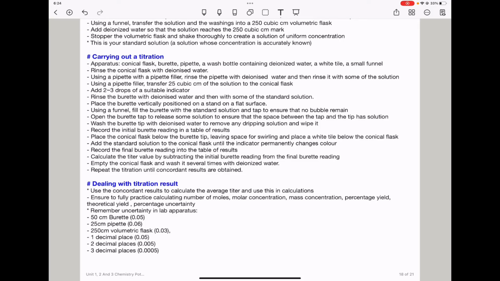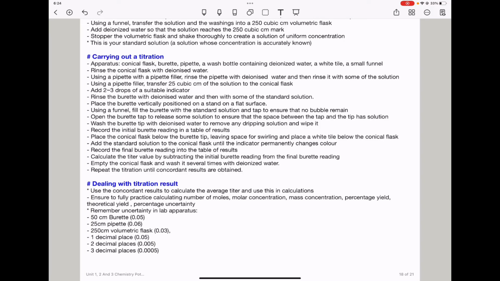So ensure to fully practice calculating number of moles, molar concentration, mass concentration, percentage yield, theoretical yield, percentage uncertainty, and everything to do with molar calculations. You need to remember uncertainty in lab apparatus. Like for a 50 centimeter cube burette is plus or minus 0.05. For 25 centimeter cube pipette is plus or minus 0.06. And a 250 centimeter cube volumetric flask is plus or minus 0.03.